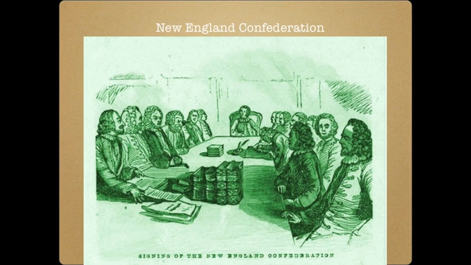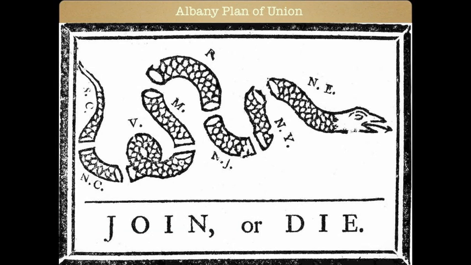In 1643, several New England settlements formed the New England Confederation. A confederation is a joining of several groups for a common purpose. In 1754, Benjamin Franklin proposed the Albany Plan of Union, in which an annual Congress of delegates, meaning representatives, from each of the 13 colonies would be formed.